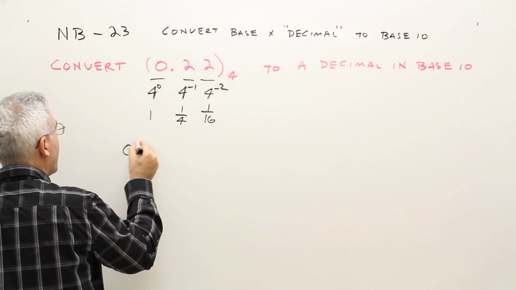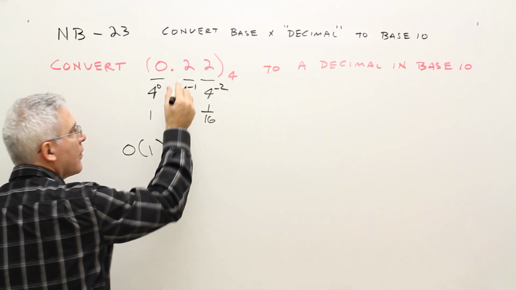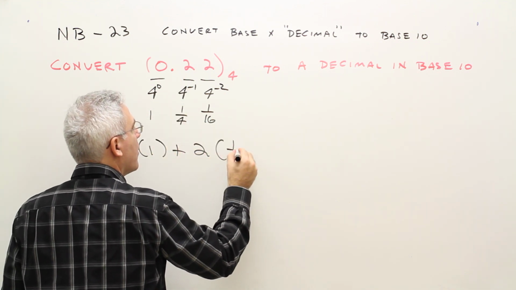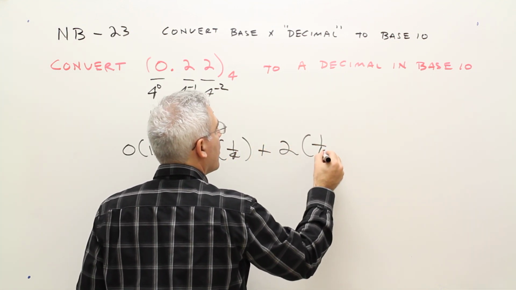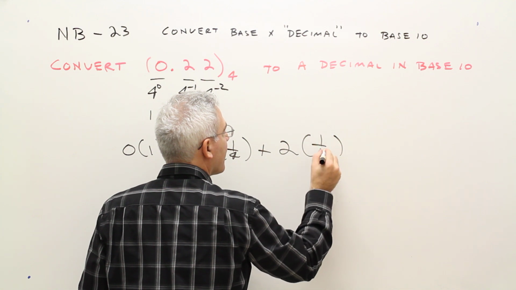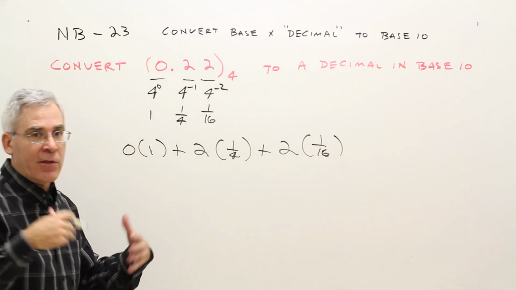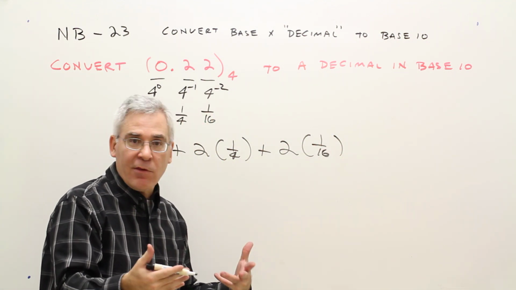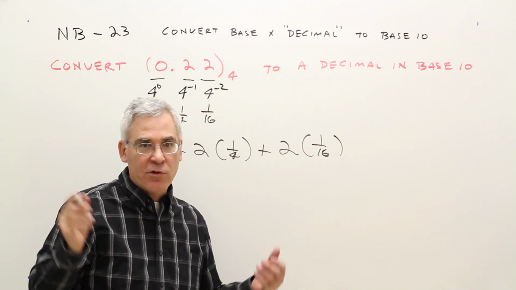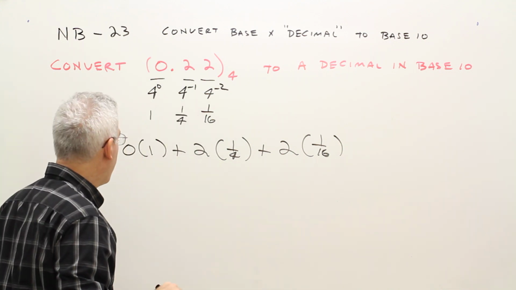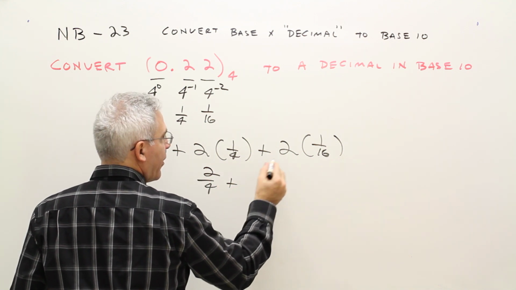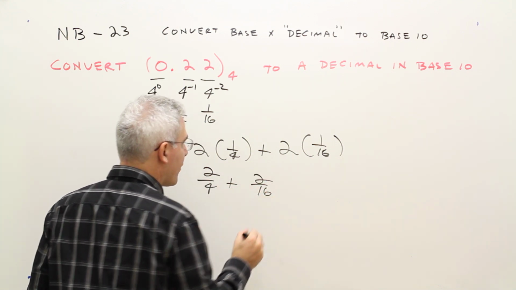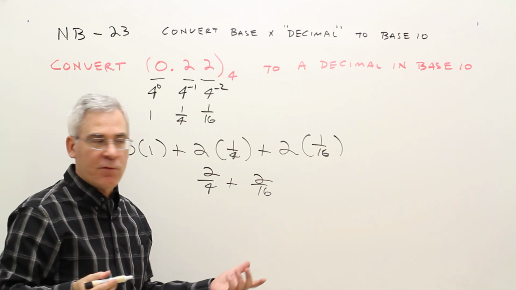So this is going to be 0 1s plus 2 1/4 plus 2 1/16. And all I've got to do is make this a simplified fraction, do the division, and I'll be done with the problem. So this is really 2/4 plus 2/16. 2/16 is really 1/8.